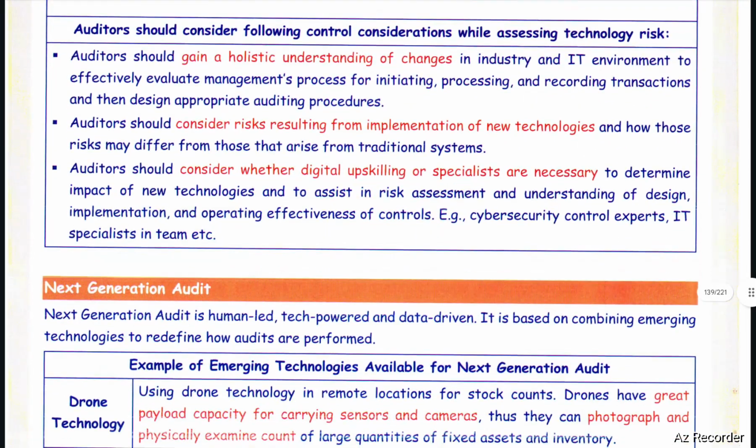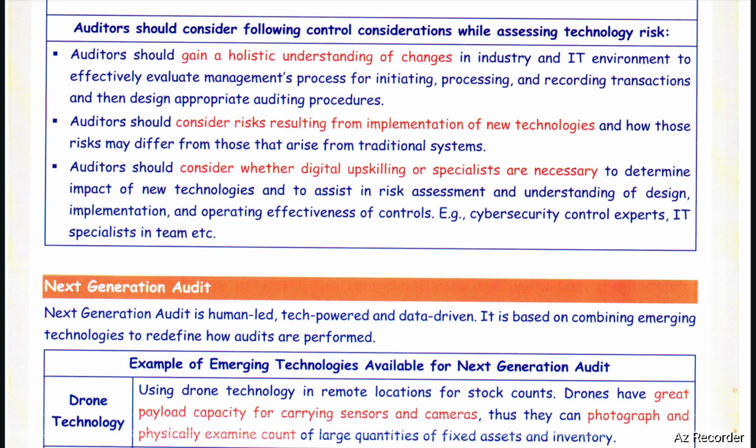Auditors should consider the following control considerations while assessing technology risks. Auditors should gain a holistic understanding of changes in the industry and IT environment to effectively evaluate management processes for initiating, processing, and recording transactions, and then design appropriate audit procedures. Auditors should consider risks resulting from implementation of new technologies and how those risks may differ from those that arise from traditional systems. Auditors should consider whether digital upskilling or specialists are necessary to determine the impact of new technologies and to assist in risk assessment and understanding of the design, implementation, and operating effectiveness of the controls. Example: cyber security control experts, IT specialists in the team, etc.